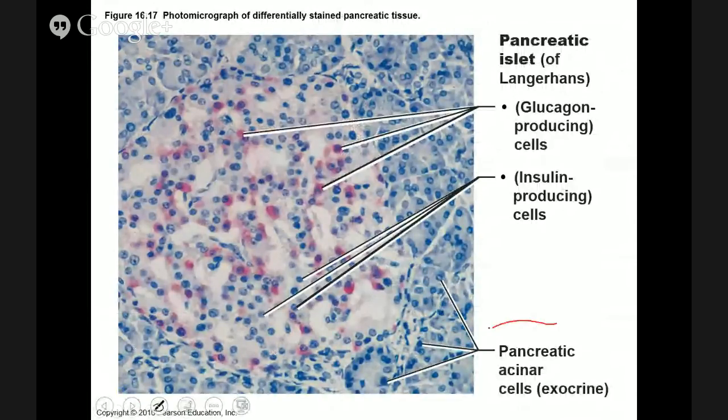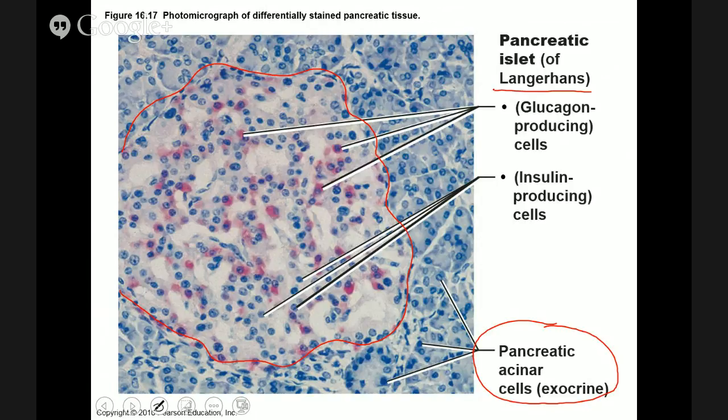So we're not going to focus on the blue area here. This is exocrine. This is what is going to have an effect on our digestion. But I want you to focus on this pinkish area in here that I'm drawing a circle around. This is called the pancreatic islet, or the islet of Langerhans. And we have two different types of cells. We have alpha cells and beta cells.